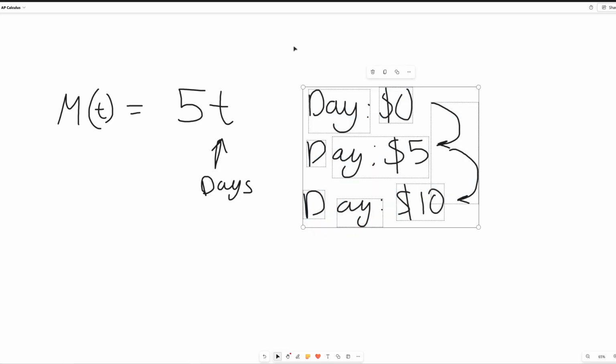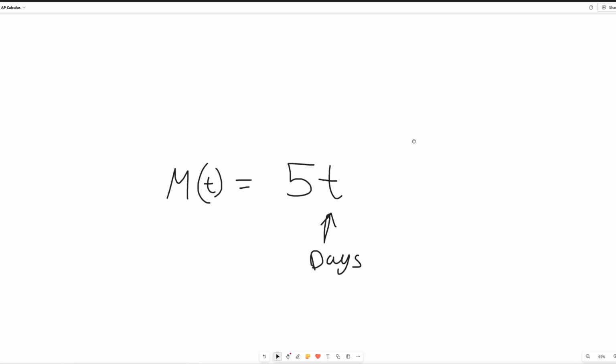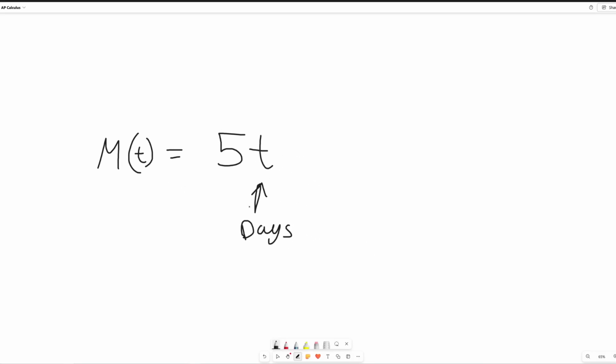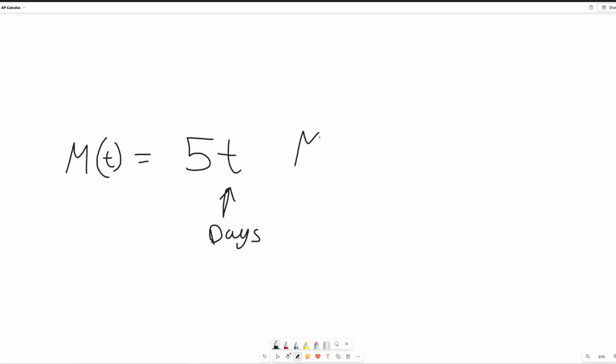So, if you were to take this function 5t and you want to say you earn $5 a day, well, the rate at which you earn money is the derivative. So m prime of t, the derivative, is 5, which makes sense. Every day you earn $5 more than the last day. So the rate at which you earn money is 5. You earn 5 and then you earn 10 and then you earn 15.